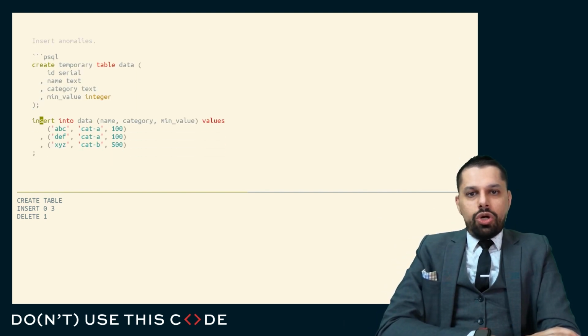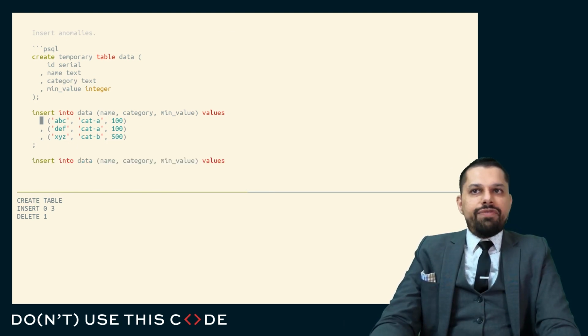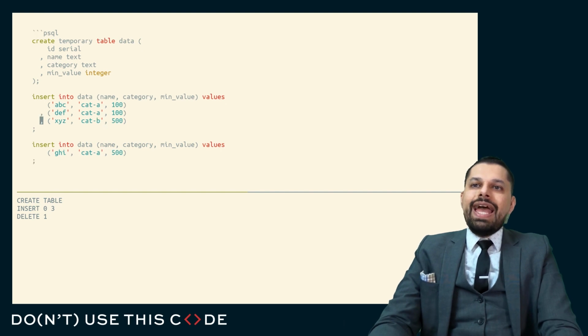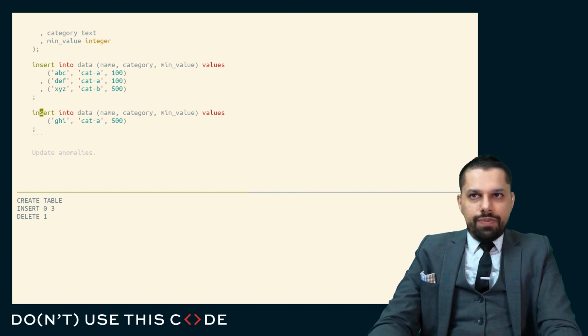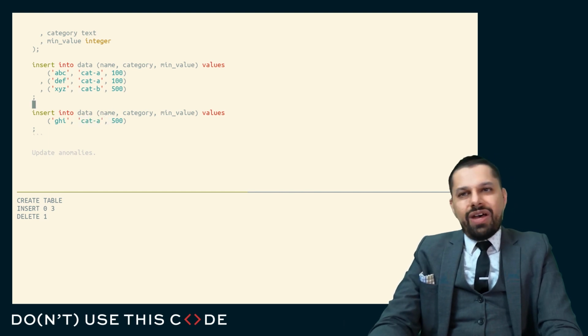There are also insert anomalies. Insert anomalies occur when an insert would lead to conflicting information, conflicting facts. And so here I have the same information. I have each category and some minimum value that corresponds to the minimum bound for that category. And if I perform another insert for one of these categories, you can see a question arises. What's the minimum value for category A? Is it 100 or is it 500?